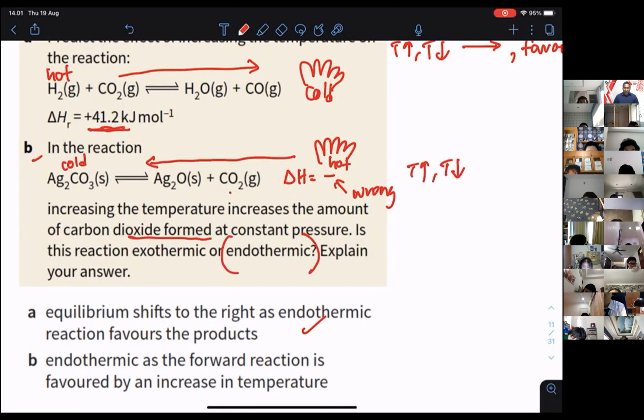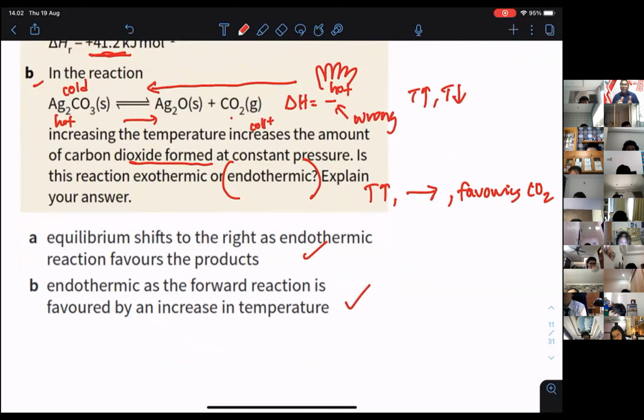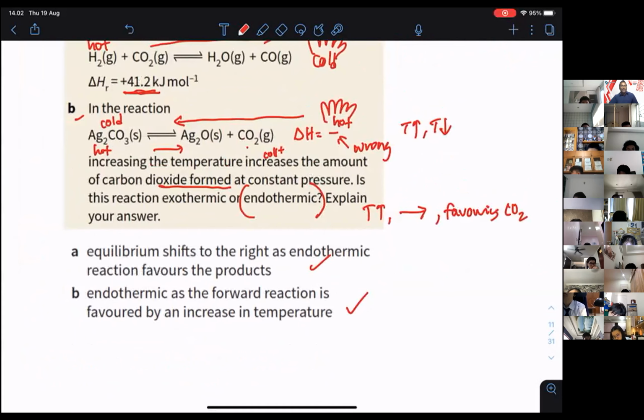Why? If they ask you why, if this is positive, I know this is cold and this is hot. Increase the temperature, you need to move towards cold. So you just say, when you increase the temperature, the forward reaction is favored, favoring production of carbon dioxide, which is favoring endothermic reaction. So you just try to adjust the sentence over there. But I taught you how to do this question. It means you do trial and error. In the end, it's just two options, whether endo or exo, you try.